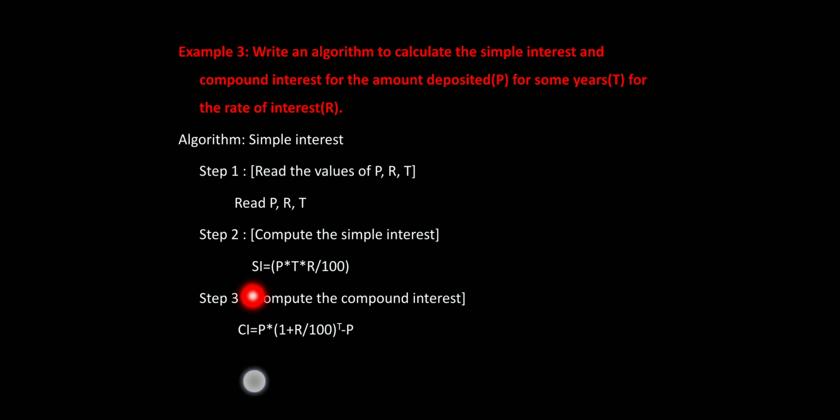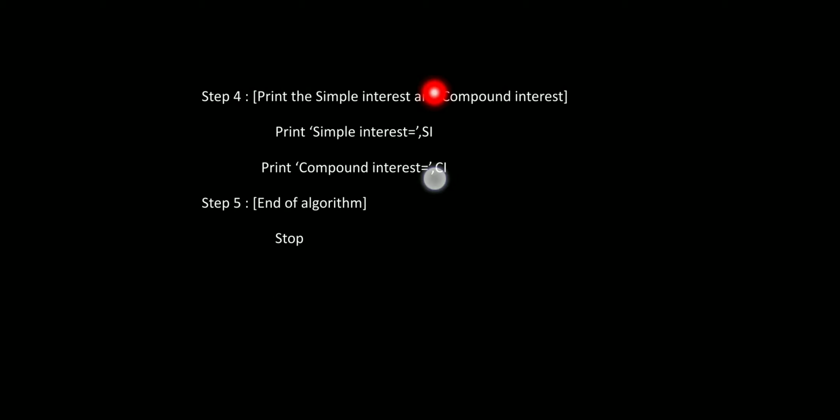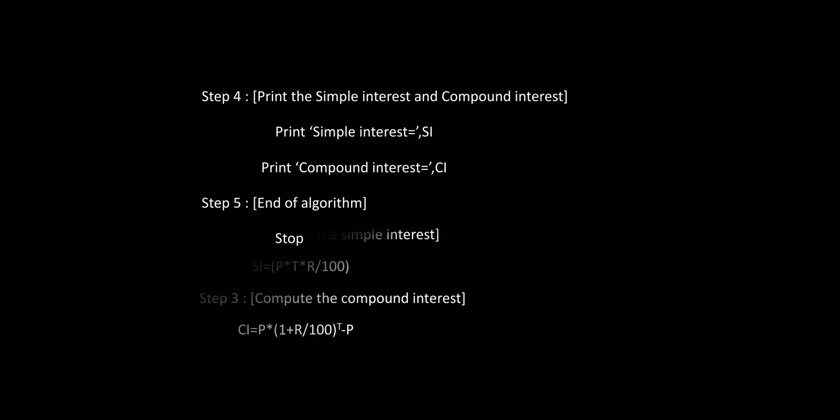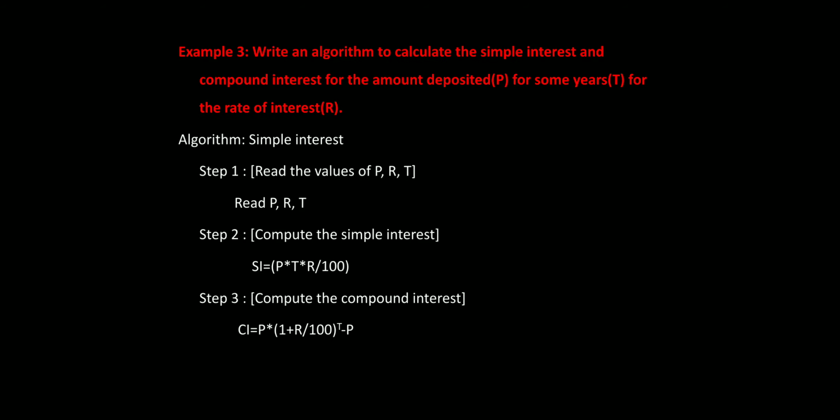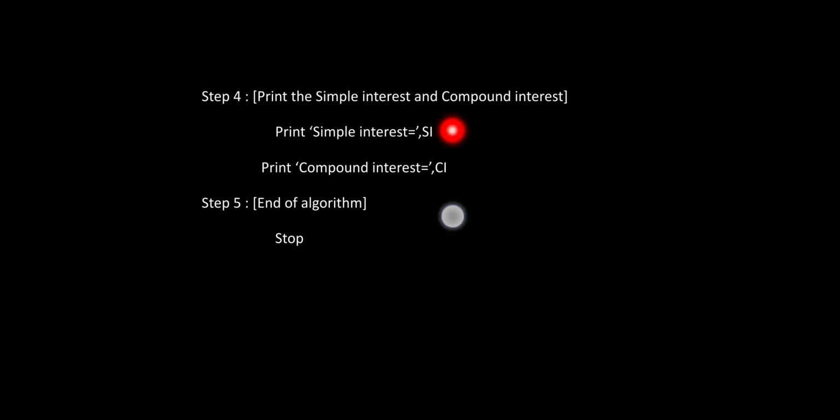Here we take CI. This is the compound interest formula, and we call it here. At the end of the algorithm we stop the algorithm with the stop step. This is the algorithm to calculate the simple interest and compound interest.